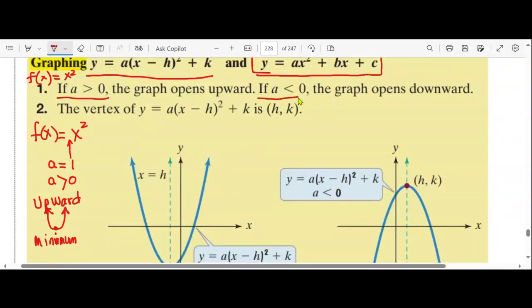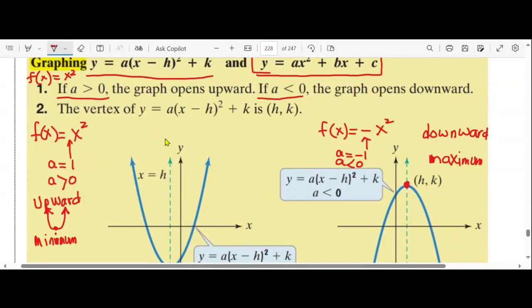If a is less than 0, for example, f of x equal negative x squared, how much is a here? a equal negative 1, correct? So a is less than what? 0. So your point here is going to be minimum or maximum? Maximum. And the graph will be what? Is it upward or downward? Downward. Okay.